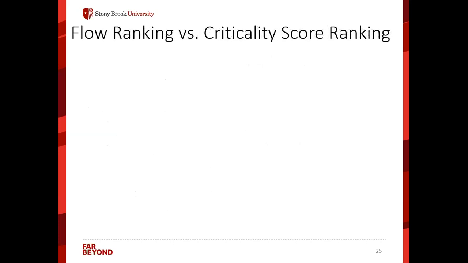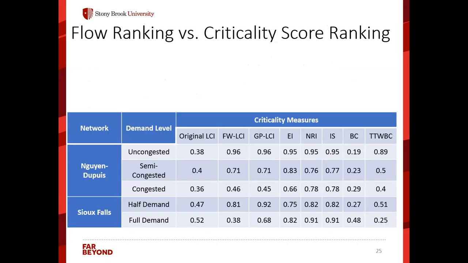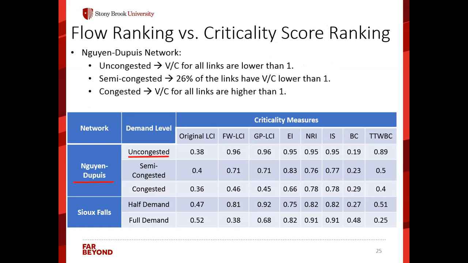So, flow ranking versus criticality score ranking. We first looked at how the flow is correlated with the criticality scores for the Nguyen-Dupuy network, for uncongested, semi-congested, and congested cases. What do we mean by these? For the uncongested one, volume over capacity for all links is lower than 1. For semi-congested, 26% of the links have volume over capacity lower than 1. And for congested, all links have volume over capacity larger than 1 in the equilibrium.